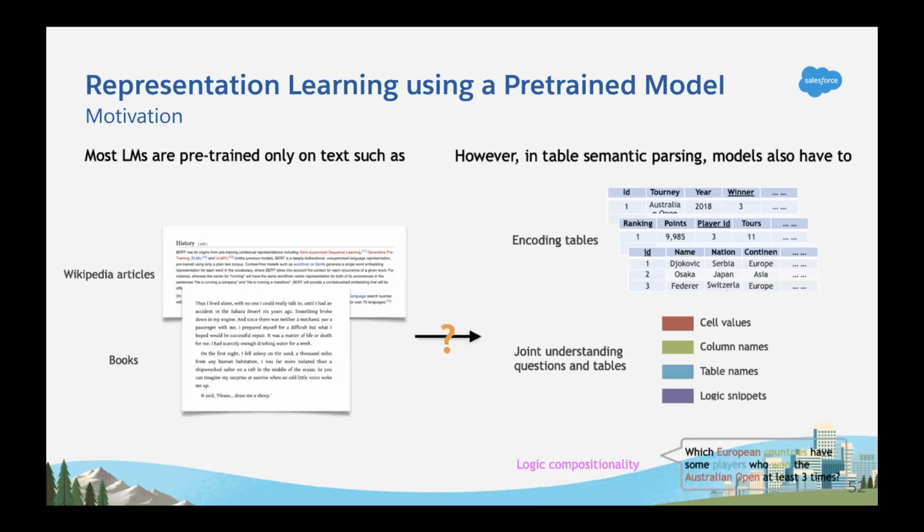However, those language models are pre-trained only on text, right? They use Wikipedia articles, the BookCorpus, and Common Crawl data for GPT-3. However, in text-to-SQL, this table semantic parsing problem, the models not only encode the text data, they also need to encode the tables. So they need to jointly understand the questions and the tables.